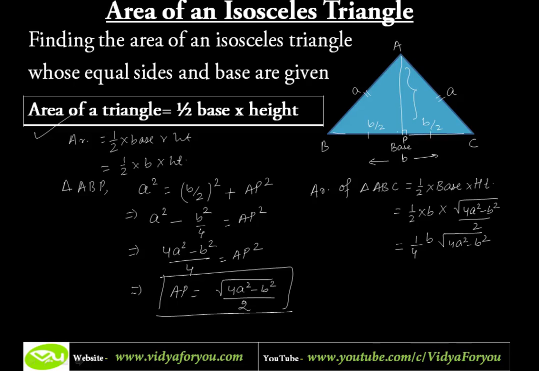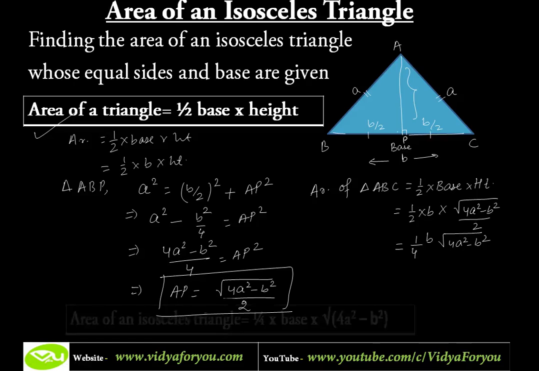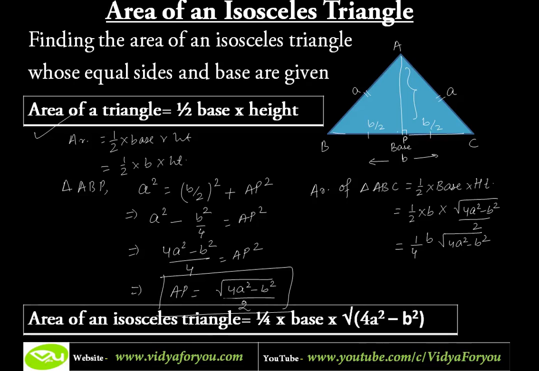So this is the area of an isosceles triangle. It's not half actually, it's 1 by 4 base into root of 4a square minus b square. So we will try to avoid this formula directly and we'll go with this derivation, and it will be more simpler. Trust me, it will be very easy finding the area of triangle without using direct formula.